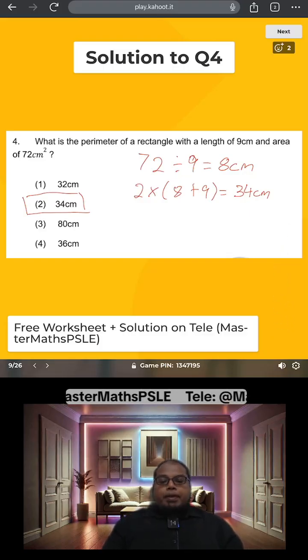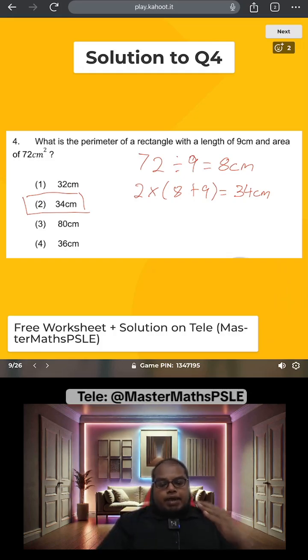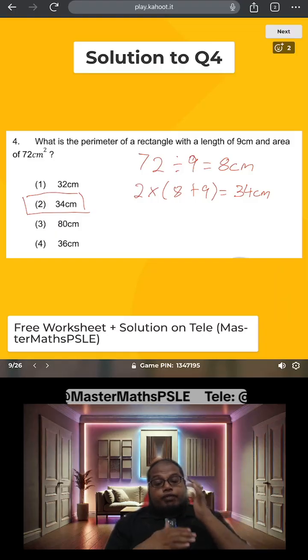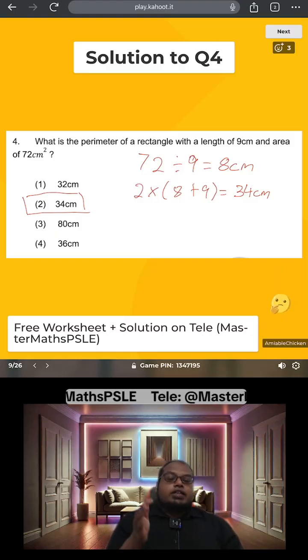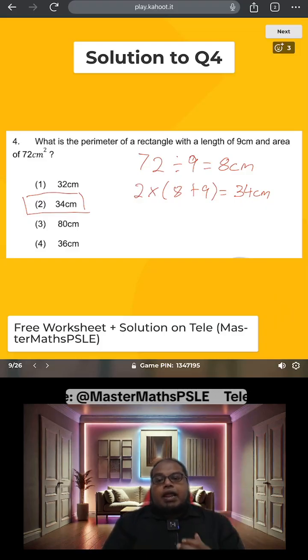So to find the perimeter, like I said just now, either we do 8 plus 8 plus 9 plus 9, which will also give us 34, or we can just simply take the length plus the breadth, which is 8 plus 9, then we times 2. Okay, which is also 34 cm.